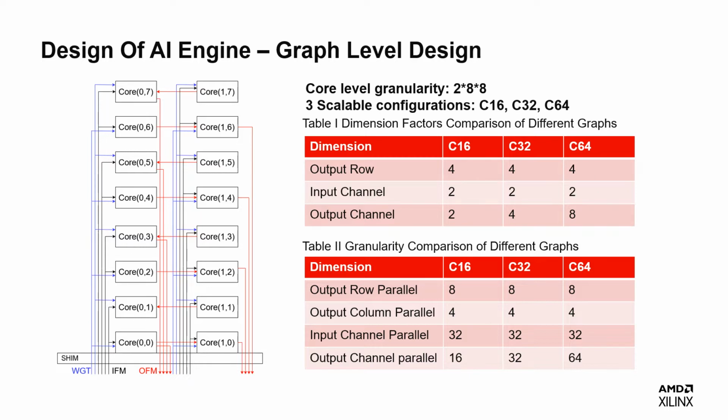Take the topology of C16 as example. Each weight stream broadcasts to 4 cores vertically to get 8 output row parallelism. Each IFM stream broadcasts to 2 cores horizontally to get 16 output channel parallelism. In order to accumulate a long input channel, the cascaded stream between the two horizontal neighbor cores is utilized. C32 and C64 graphs have more AIE cores on OC dimension based on C16 graph, so that the IFM stream will broadcast to more columns.